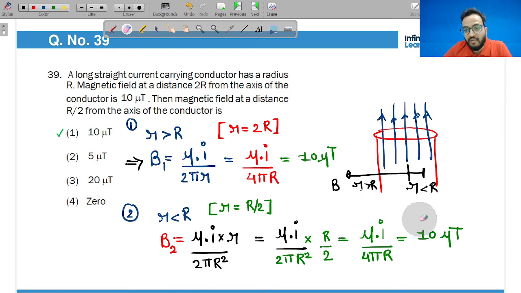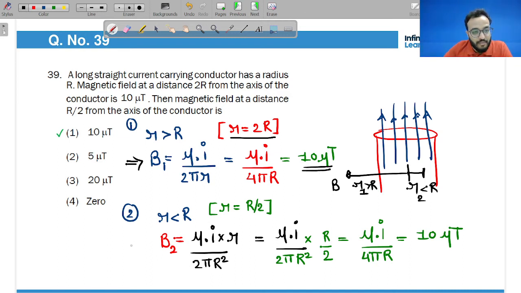let me change it to R1, R2 like this, otherwise you'll get confused. So for outside, what is the formula? Mu naught I by 2 pi r, simple. Put the values, get your answer. Small r will be 2R. It is written, everything is written here, right? And your answer is 10 microtesla.